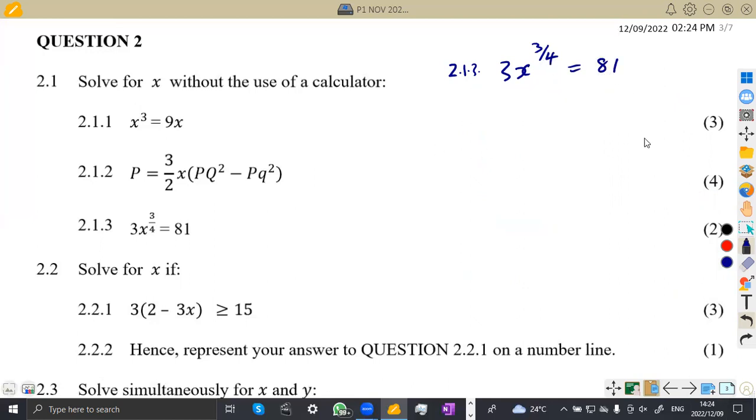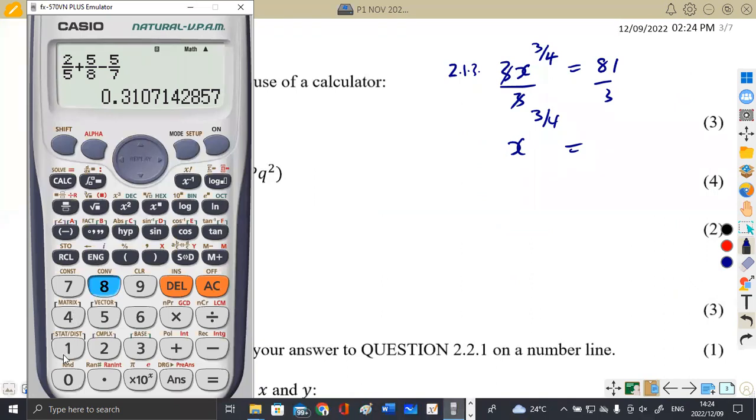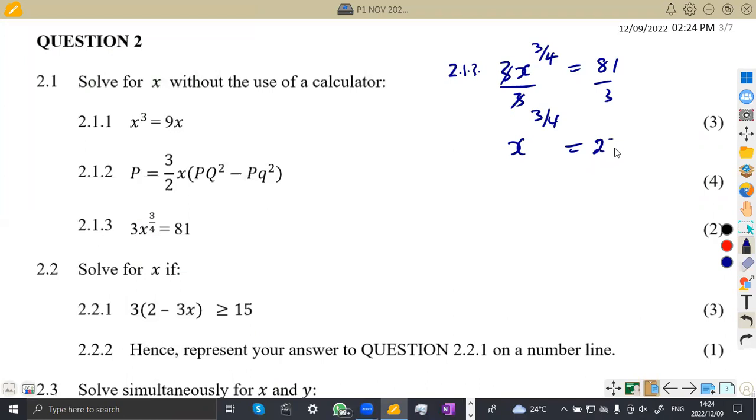So what can we do? All right, the first thing that we can focus on is the 3. The 3 there is multiplying, so we can divide by 3 both sides to remove this 3. So you remain with x to the exponent of 3 over 4 equal to 81 divided by 3, which is 27, or you can just use your calculator. 81 divided by 3, that is 27. So this is going to be equal to 27.